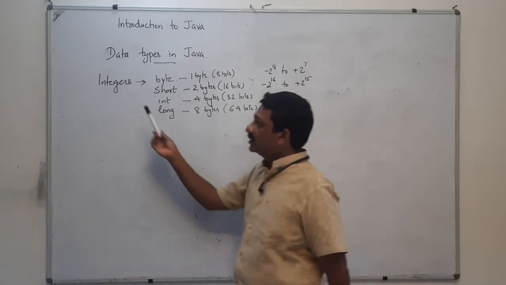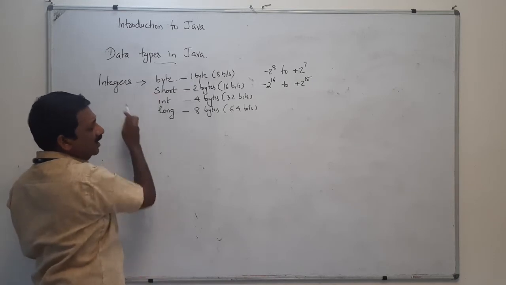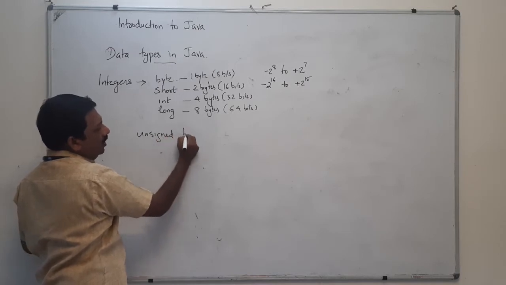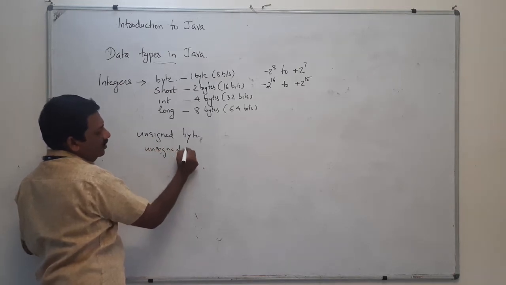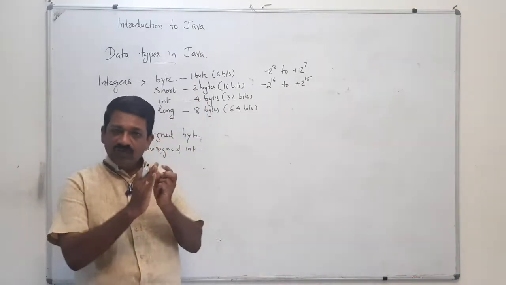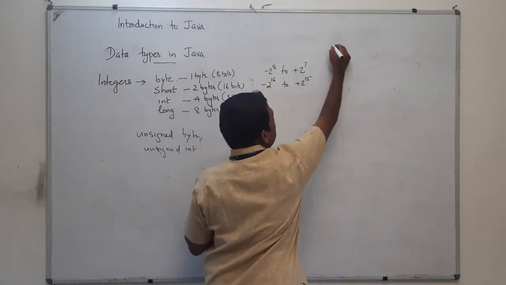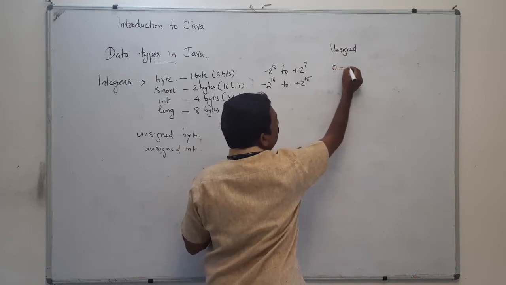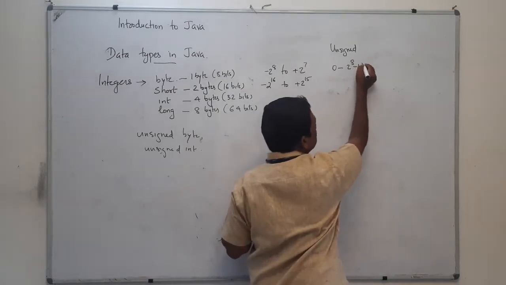Okay, so these are signed integers, and you can add unsigned on the left. You can have unsigned byte, unsigned int, etc. That means when you are using unsigned, the range of values that can be stored, compared to the signed range, is 0 to 2 raised to 8 minus 1.